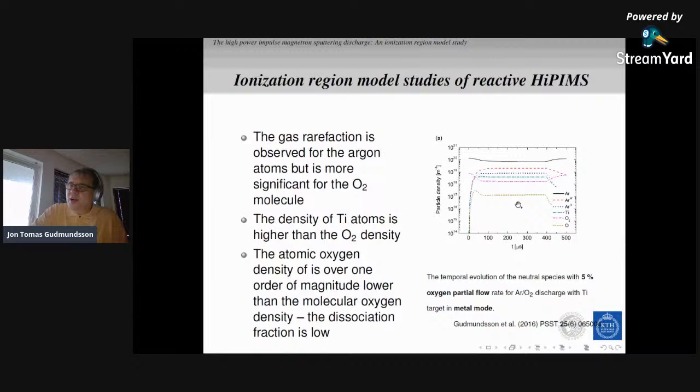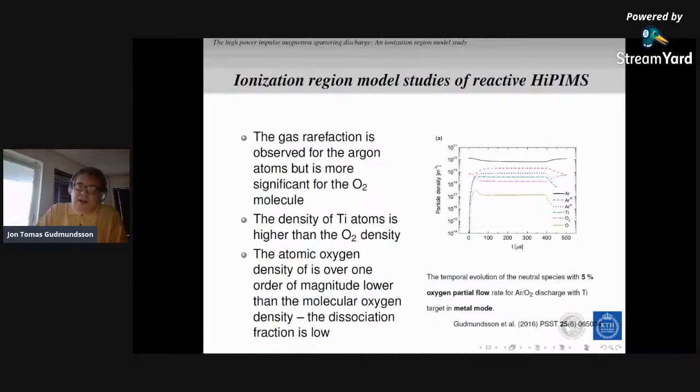We see that the O2 density is significantly higher than the O density. And we see that there is a much more significant drop in the O2 density due to gas rarefaction than for the argon. So this is the metal mode. So this is where we just have a titanium target.